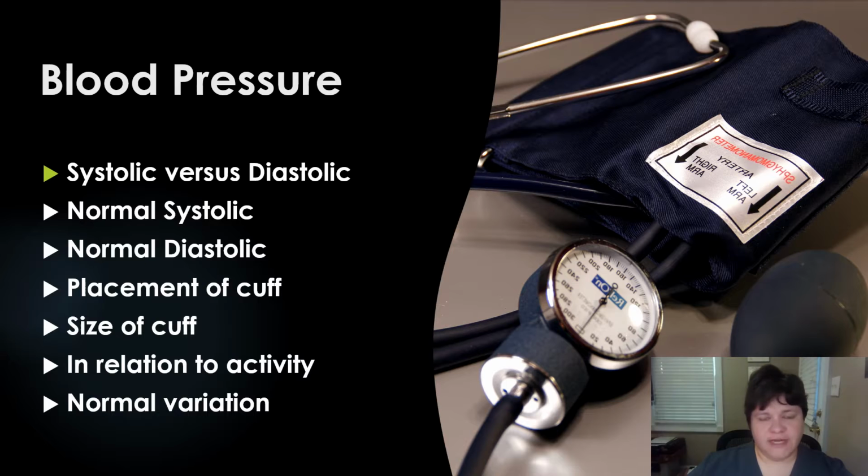The first vital sign we're going to review is blood pressure. This is one of the most common vital signs to be taken. Things to consider are what the difference is between the systolic and the diastolic. Where do you put the cuff? How do you place the cuff? What size of cuff do you use? And what about activity? How does that affect your blood pressure?